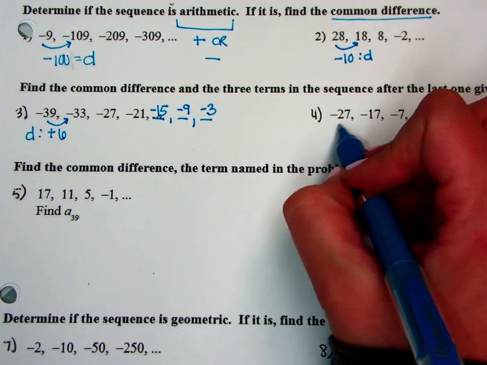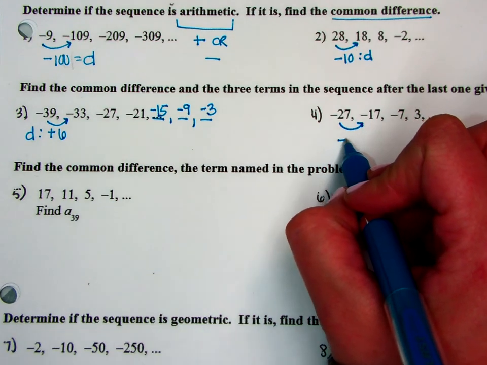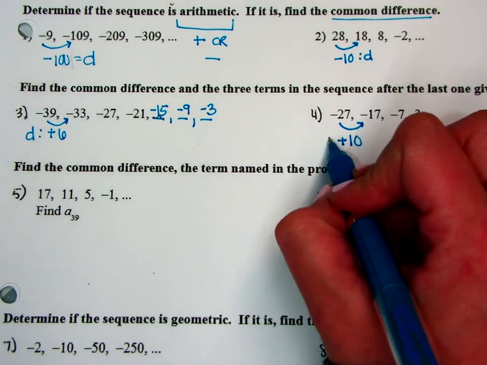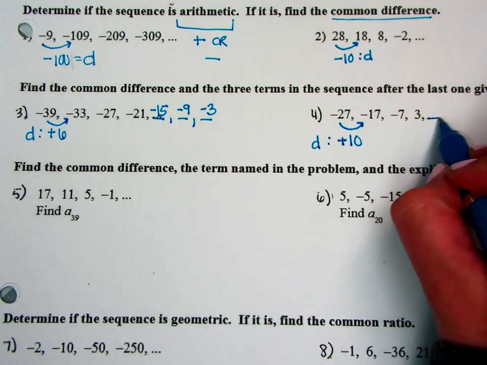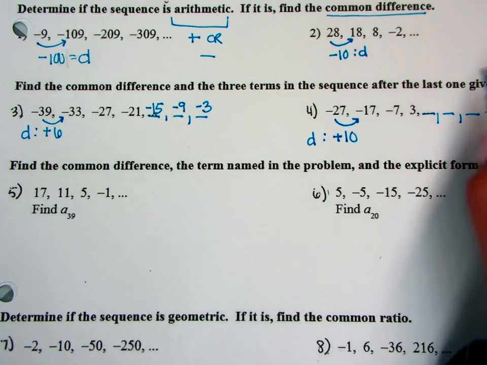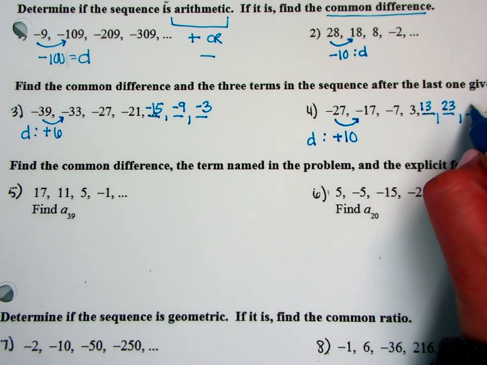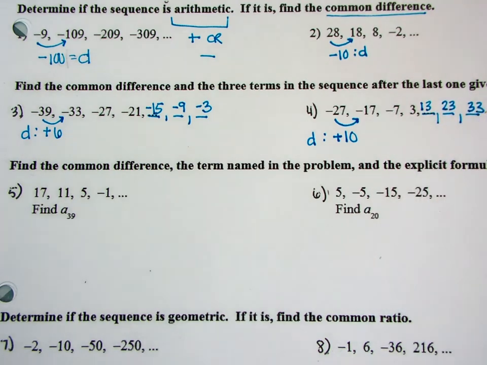Number 4, to get from negative 27 to negative 17, I would add 10. So my common difference is adding 10. To continue to the next 3 terms, 3 plus 10 is 13, plus 10 is 23, plus 10 is 33. So the next 3 terms are as follows.